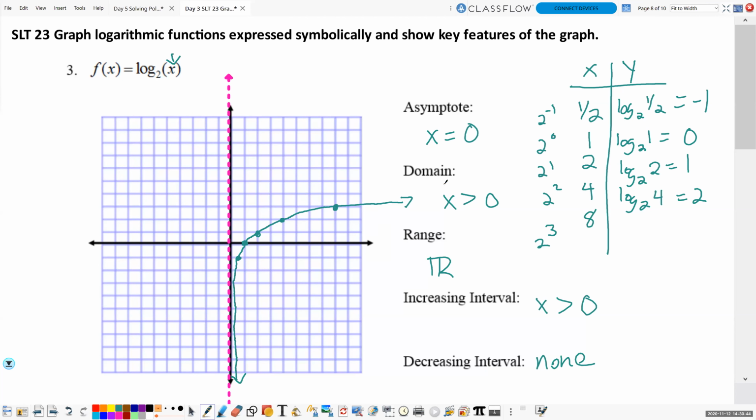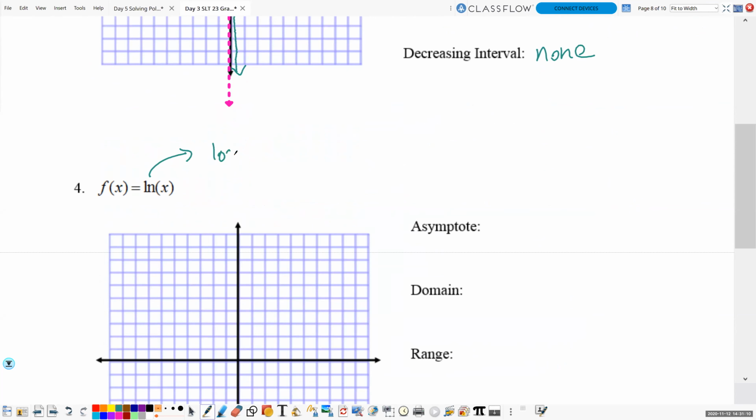ln, I want you to make a note. ln is log base e. We use it for continuous growth. Now remember, e is just like 2.7. So if I was making a table, this would be like the most boring table ever.